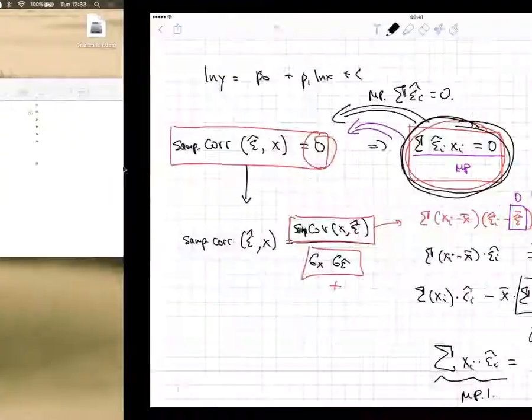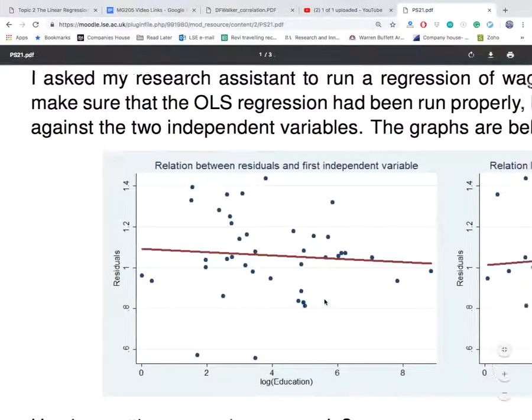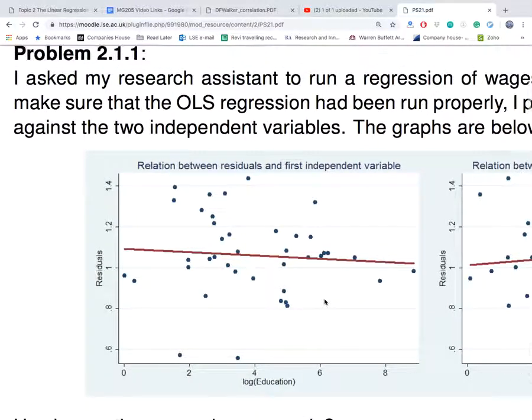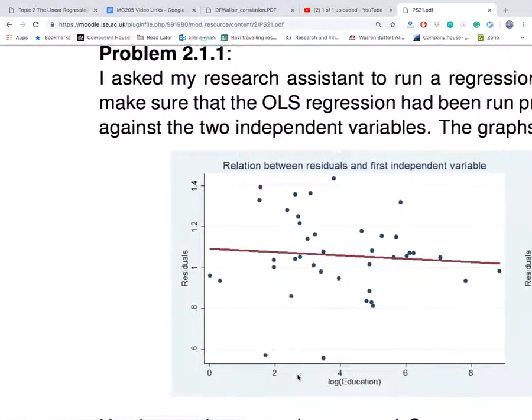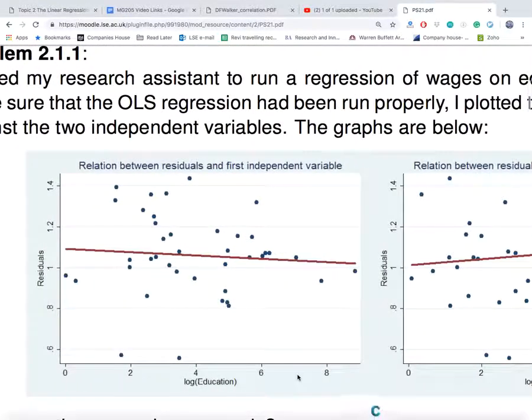Does it look like the correlation between these two variables is equal to 0? No, because that line is not flat. So this regression of the wages on log education and log experience is violating the mechanical property, that the correlation between the residuals and education should also be equal to 0.